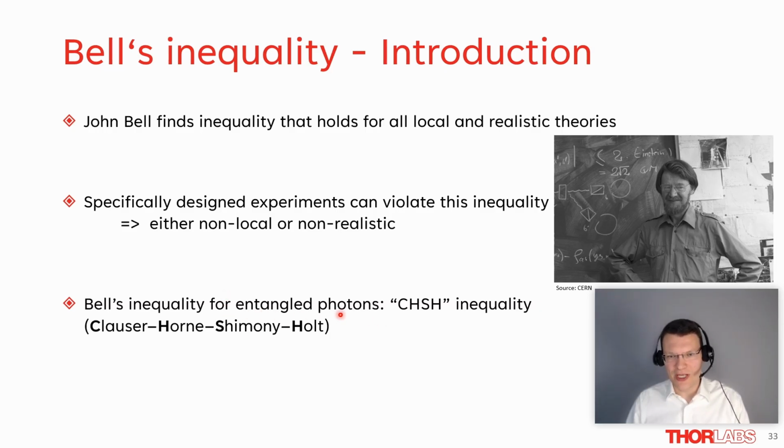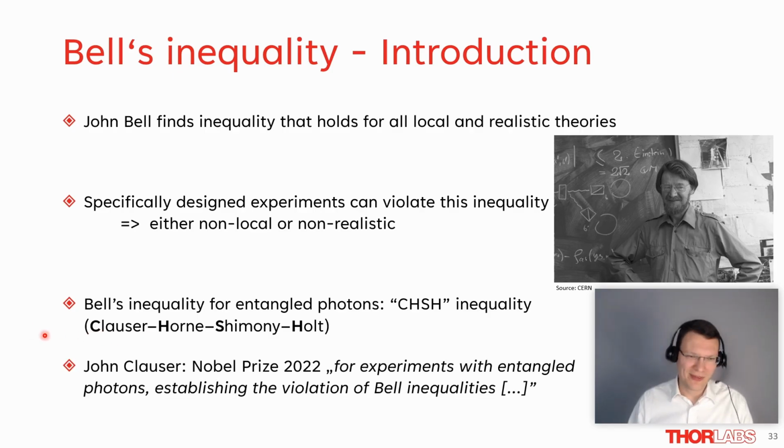When you do it for entangled photons, then Bell's inequality is translated into the CHSH inequality, named after those four people here. And if you know the name Clauser, famously, he won the Nobel Prize a few years ago for his experiments with entangled photons, establishing the violation of Bell's inequality.